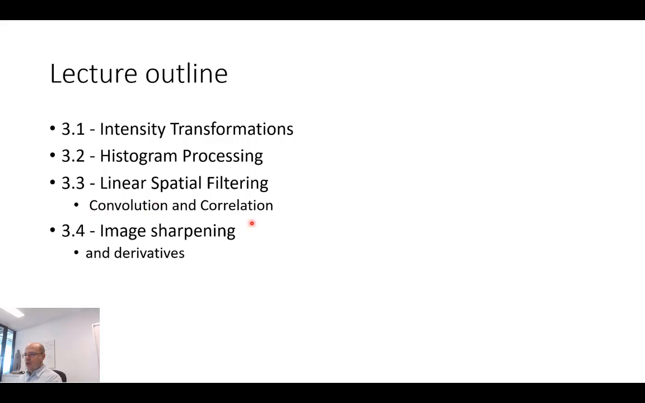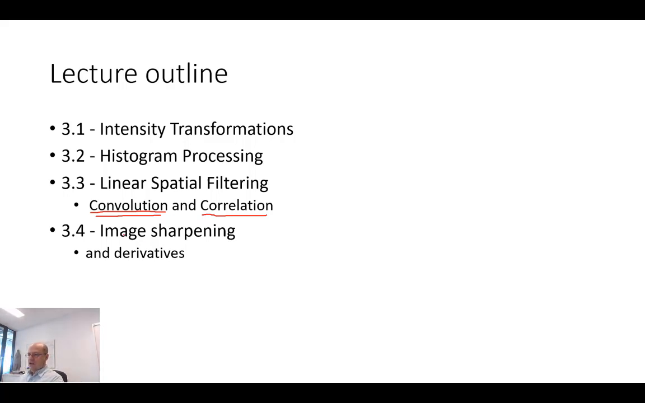Then the core part of the course are these things that we're going to be talking over and over again. We're going to learn, in the context of linear spatial filtering, the concept of correlation, and most importantly, convolution. Please pay attention to that. Convolution comes back and back again in many computer vision and image processing applications.